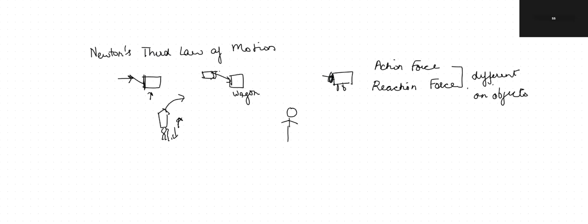And we can also explain the way we are walking. Suppose we are walking here. According to Newton's third law, we walk by pushing backwards on the ground with our foot. So this is an action force. And the ground in turn pushes forward our foot with an equal and opposite reaction force that makes us move forward.